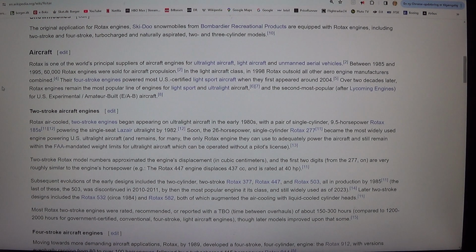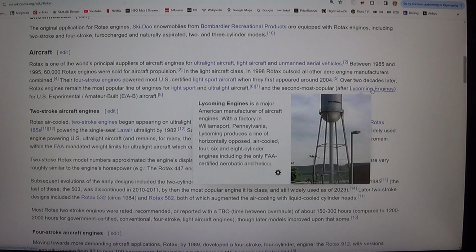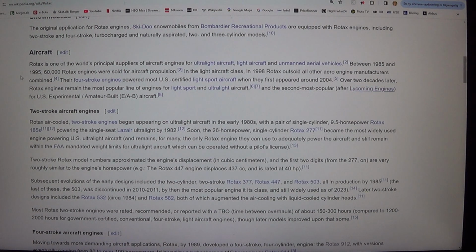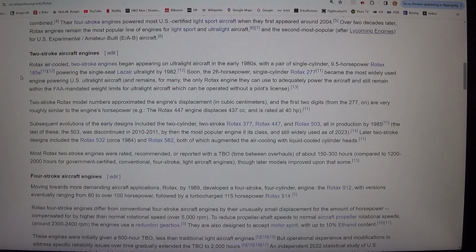In the light aircraft class, in 1998 Rotax outsold all other aero engine manufacturers combined. Their four-stroke engines powered most U.S.-certified light sport aircraft when they first appeared around 2004. Over two decades later, Rotax engines remain the most popular line of engines for light sport and ultralight aircraft, and the second most popular, after Lycoming engines, for U.S. experimental/amateur-built, E/AB, aircraft. Two-stroke aircraft engines.